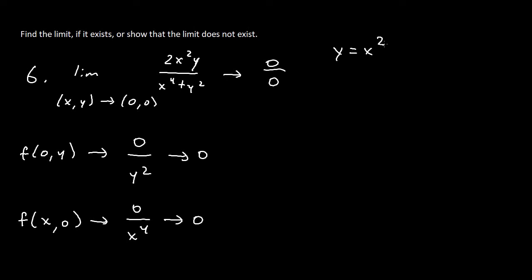And the reason is, let's say I pick y equals x. Then we're going to substitute f of x comma x. We'll actually end up getting the limit as 0, but when we substitute in y equals x squared, we'll get something else other than 0. So if I do that, x comma x, just substituting the equation y equals x, we'll get 2x cubed over x to the 4th plus x squared.